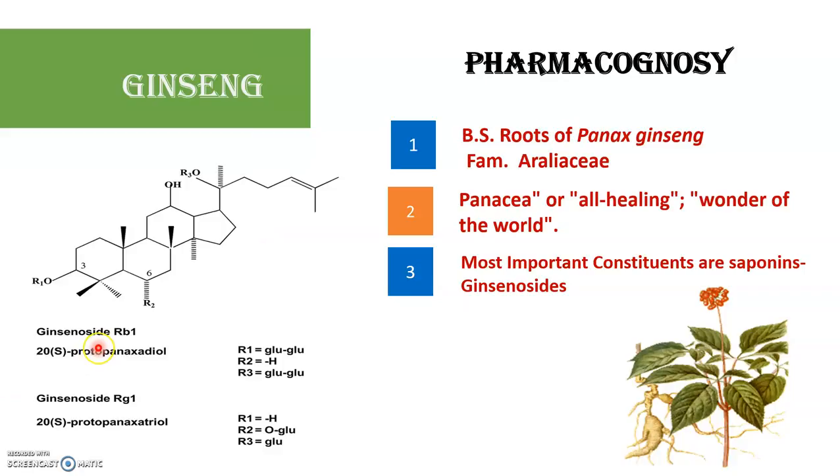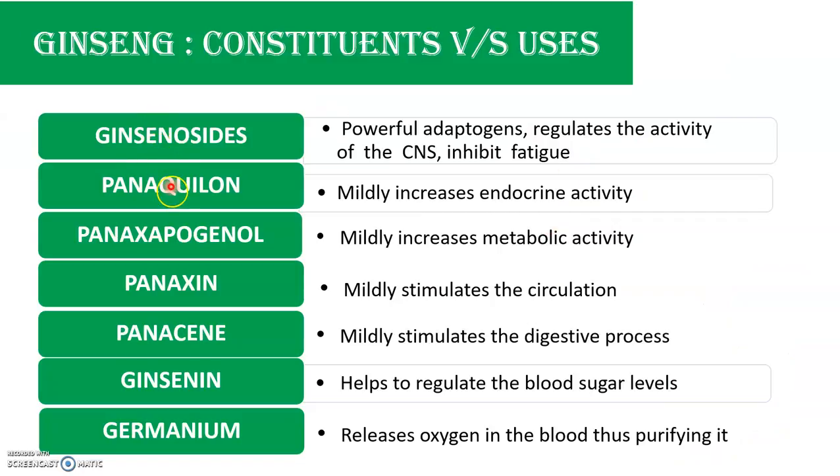We have the ginsenoside Rb1 and ginsenoside Rg1, the aglycone being protopanaxadiol and protopanaxatriol depending upon the number of OH groups and the addition of sugar molecules. Now, why is it called as an all healing drug? Because of its various constituents. Observe here that ginseng, which has the ginsenosides, is a powerful adaptogen regulating the CNS activity and inhibiting fatigue.